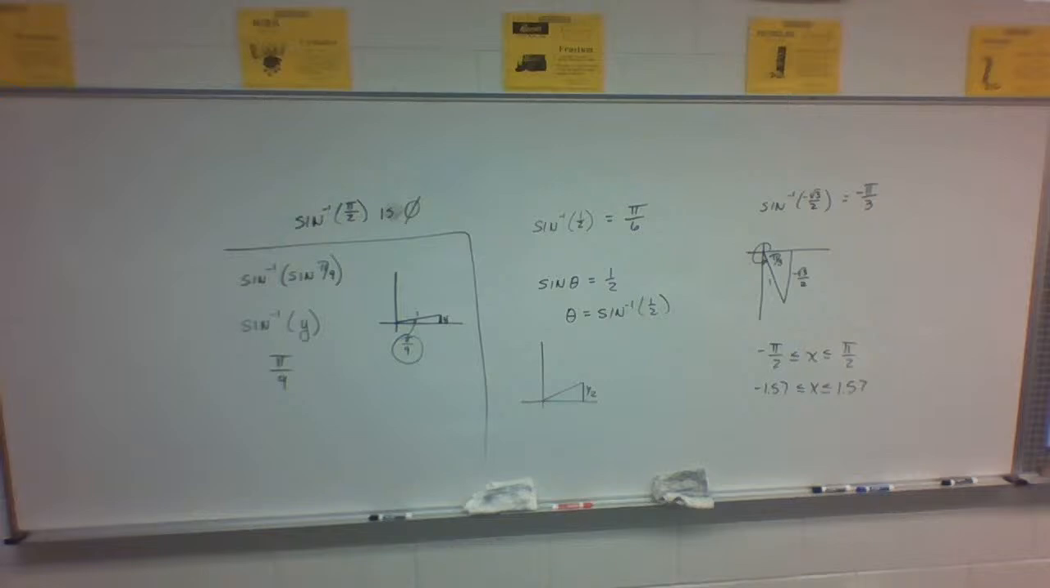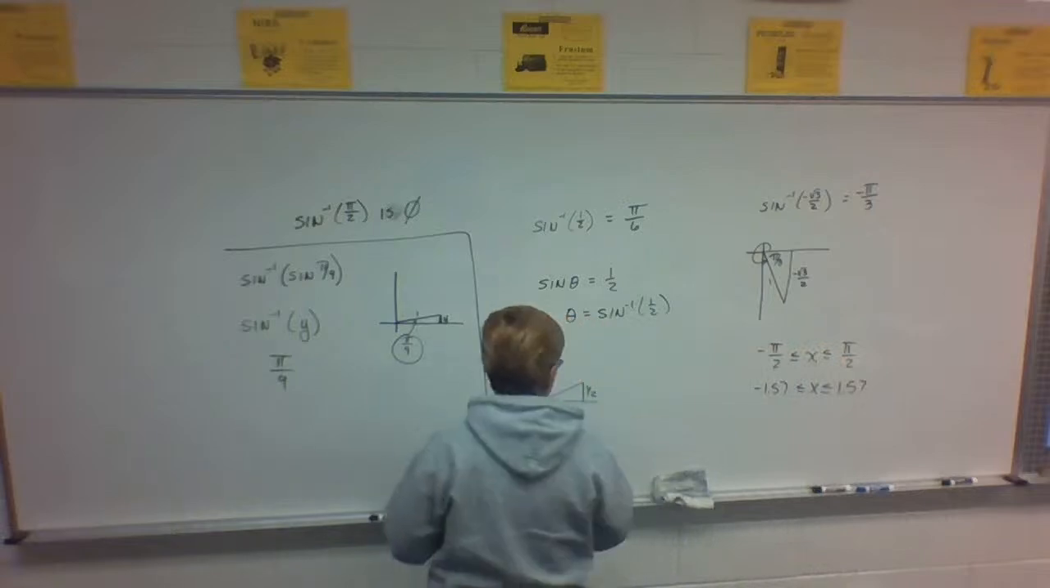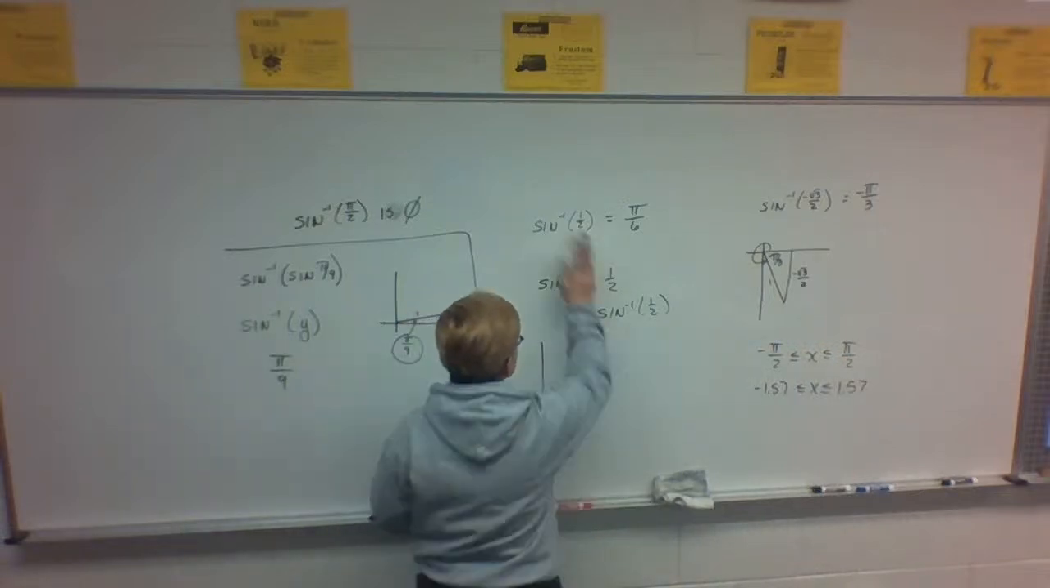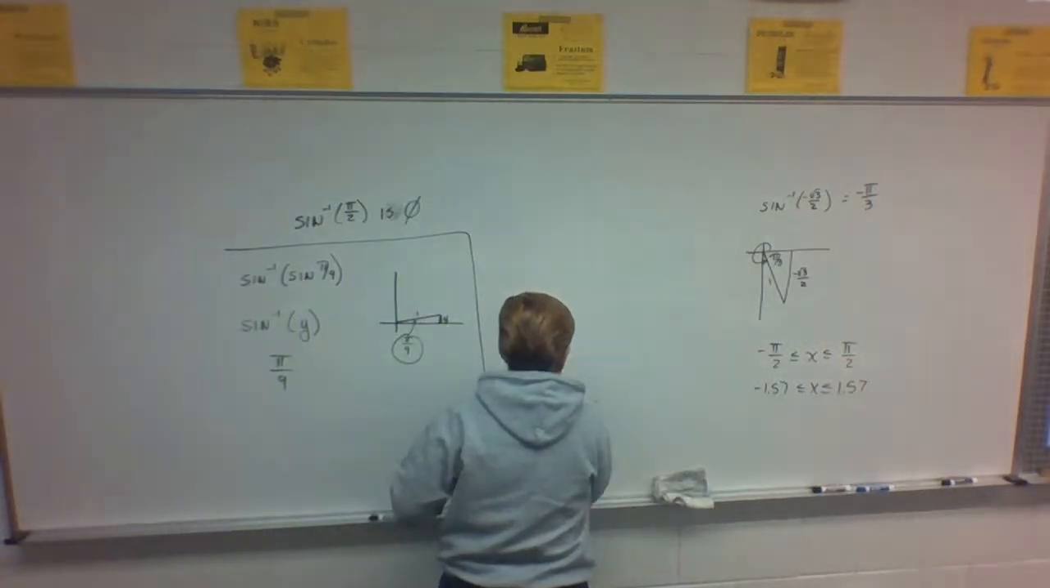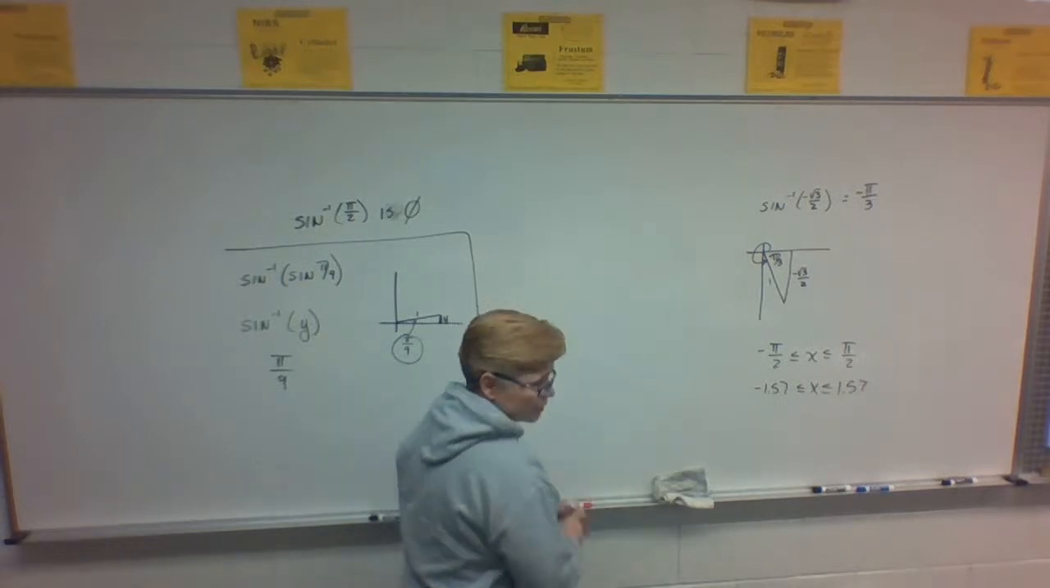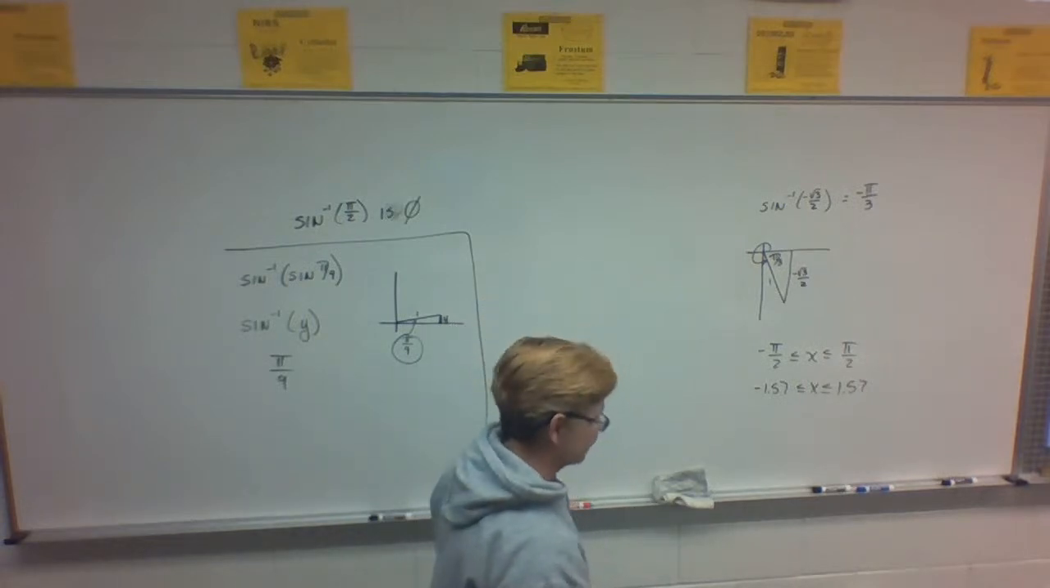Okay, so we have the inverse sine of the sine of 5 pi sixths. That 5 pi sixths is not in the proper range of values. Can you see why this is not my favorite lecture? You guys are not having a good time, I can tell.